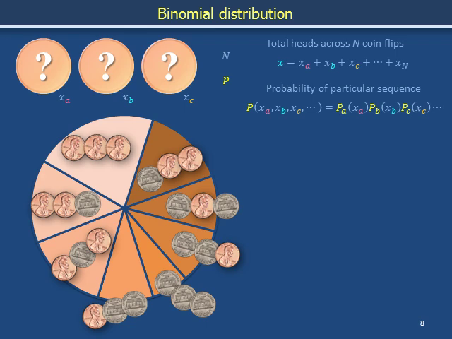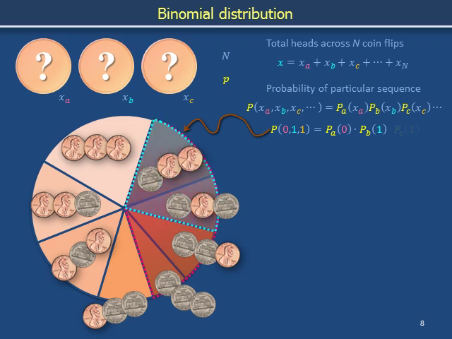If, for example, we are interested in the sequence tails, heads, heads, which we also call 0, 1, 1, we write down the fraction of time that the first toss lands tails. Out of that portion of the pie chart, what is the fraction of time that the second toss lands heads? And out of this portion of the pie chart, what is the fraction of time that the third toss lands heads? The chance that the first toss lands tails is 1 minus p. The chance that the second toss lands heads is p. And the chance that the third toss lands heads is also p.